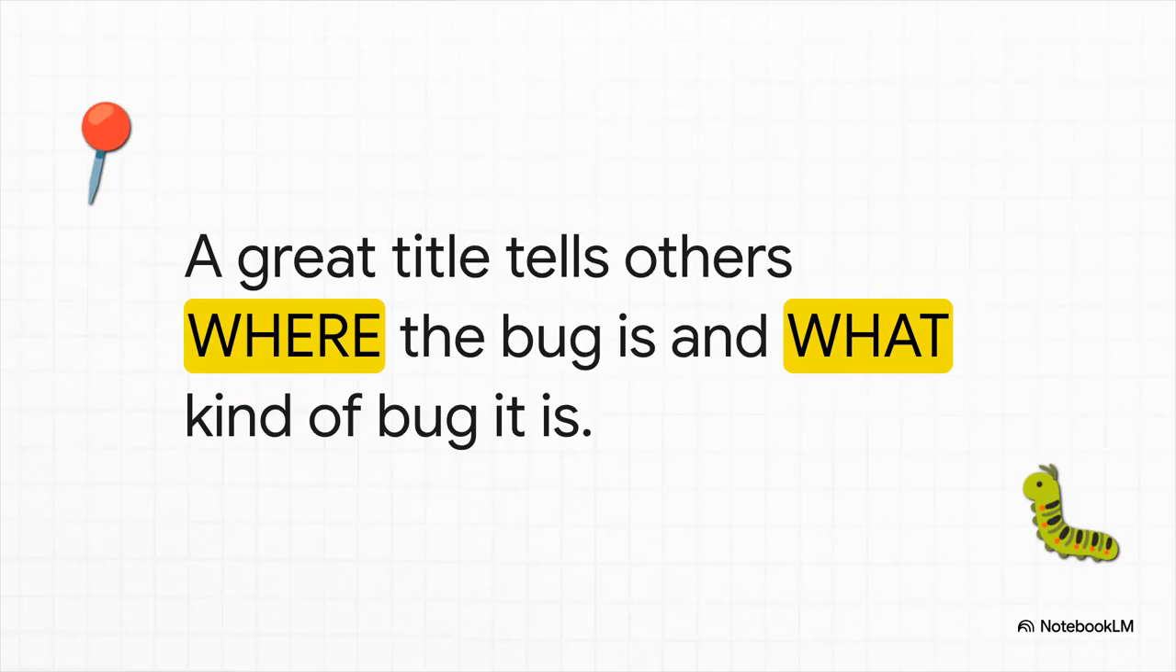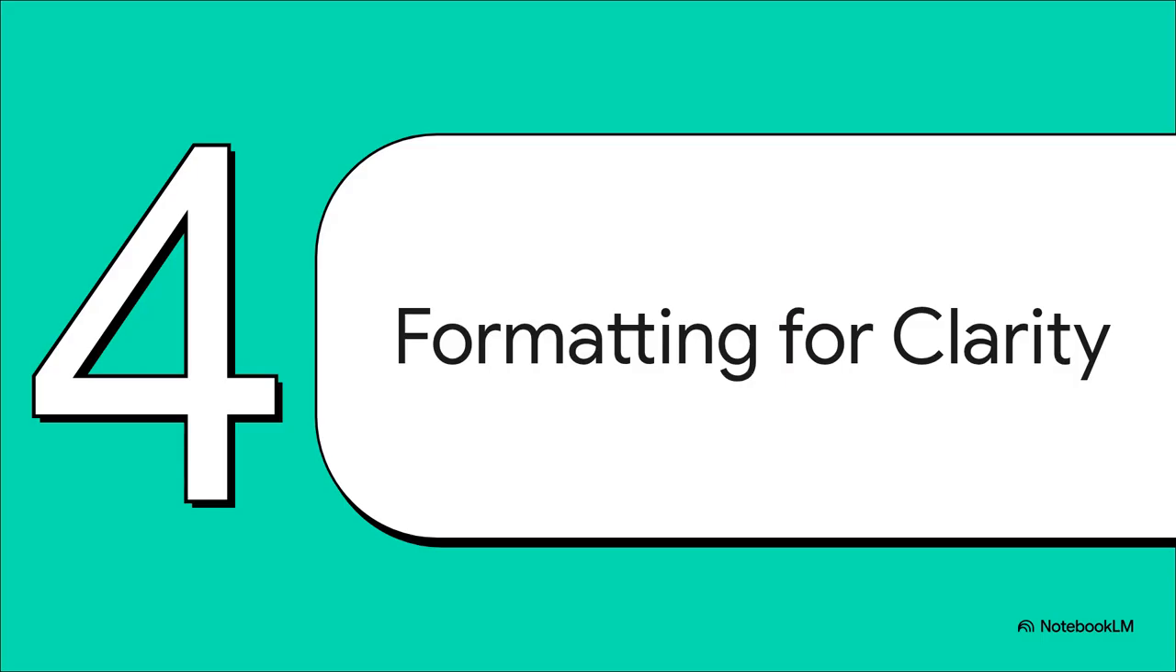A great title acts like a signpost. It immediately tells potential helpers where the problem is happening, in the model's forward pass, and what kind of problem it is, an IndexError. Someone scrolling through the forum can see that and instantly know, hey, I know about that, I can probably help. All right, title, check.